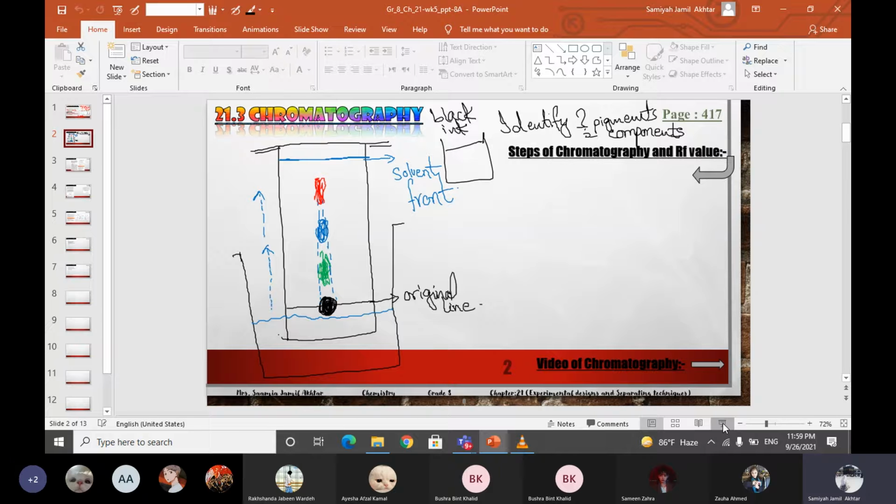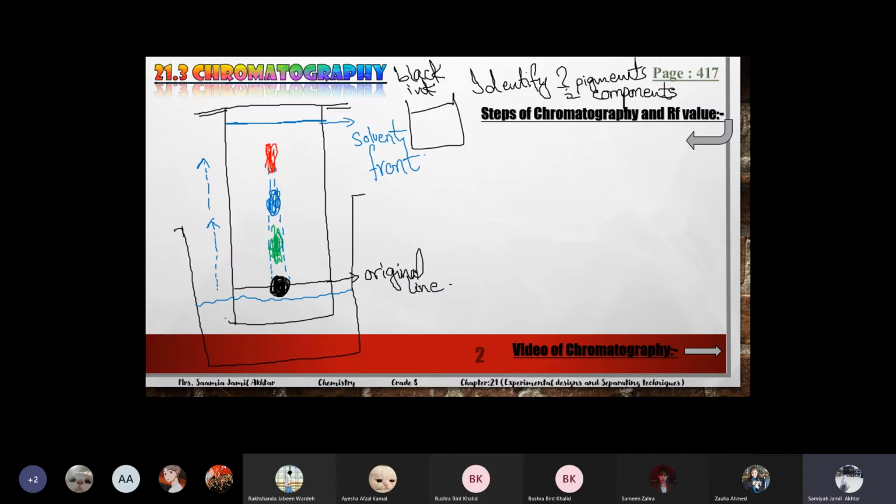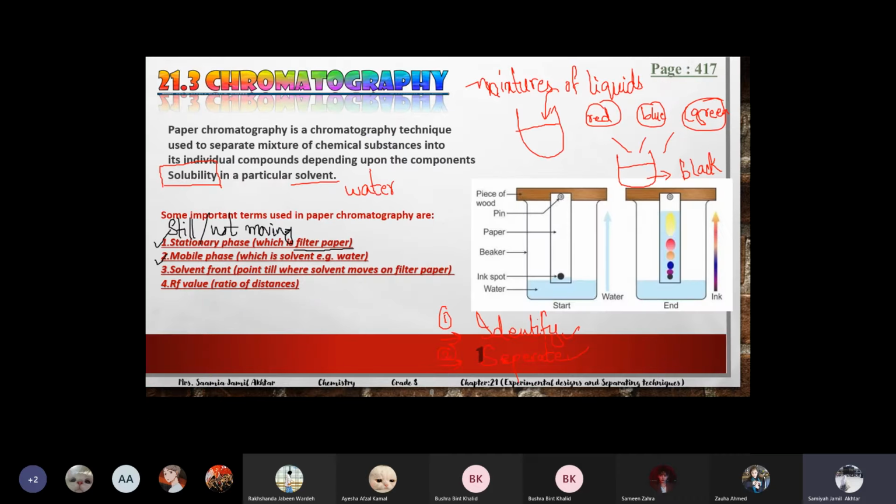Presentation. Okay. I was telling you the steps of chromatography. Previously, in the previous slide, I told you the important terms which we use in chromatography. So there was stationary phase, mobile phase, solvent front, and RF value. These are the four important terms which we use.